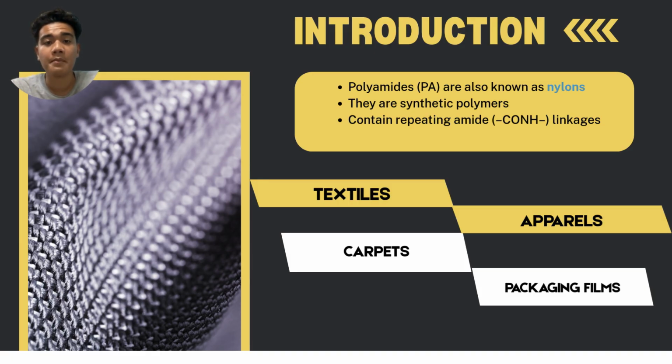So what are polyamides? Polyamides are also known as nylons. They are synthetic polymers. They contain repeating amide linkages or CONH. So what are they used for? They're often used for textiles, apparels, carpets and also packaging films.